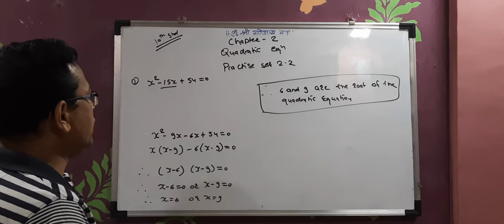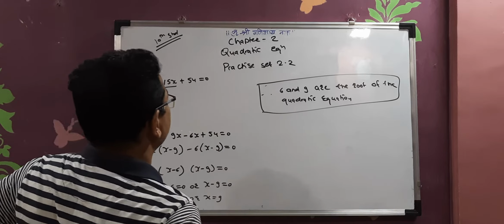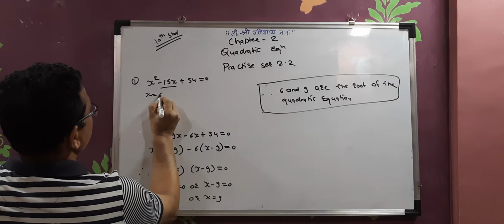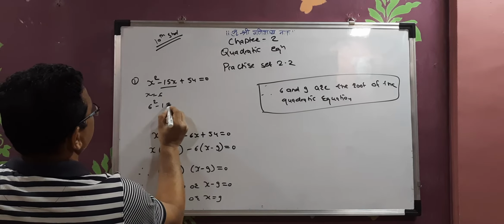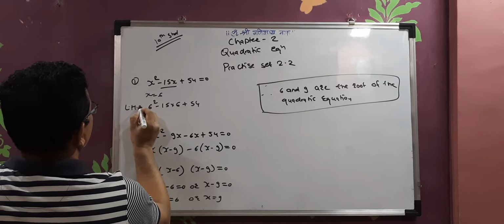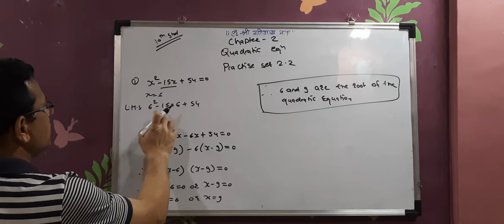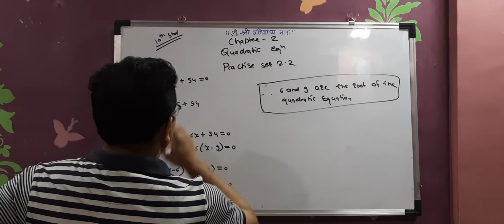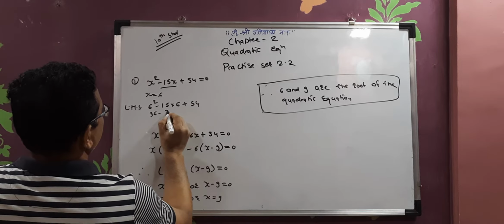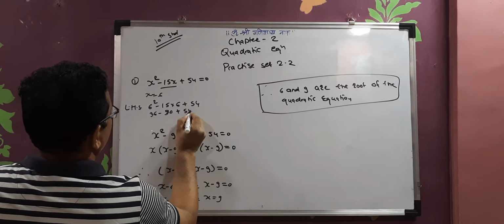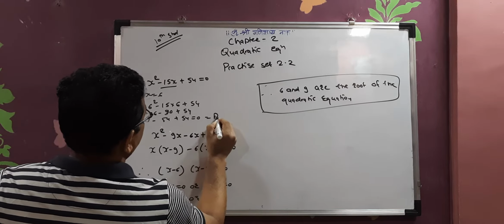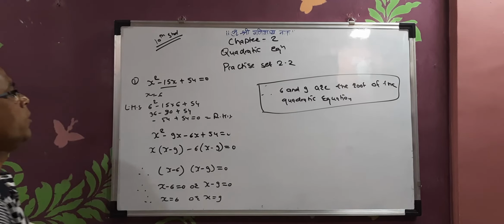So guys, we will see whether this 6 and 9 are satisfying this equation or not. First of all you will consider 6. We put x is equal to 6. So 6 square minus 15 into 6 plus 54. This is the left hand side. When this answer comes 0, then it is a root of the quadratic equation. So this is 36 minus 90 plus 54. This is minus 54 plus 54 is equal to 0, that is equal to the right hand side. So it is a root of the quadratic equation.